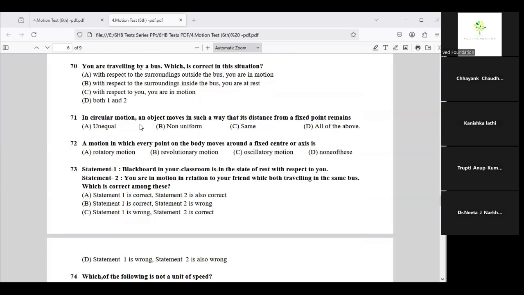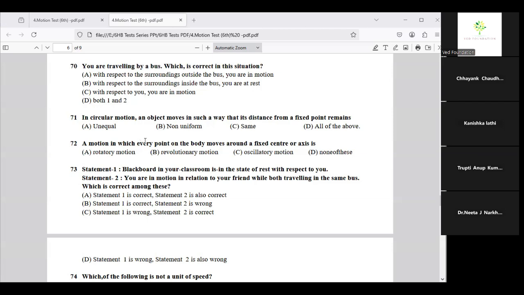71. In circular motion, an object moves in such a way that its distance from a fixed point remains the same. In circular motion, object moves around a fixed axis and its distance remains the same from the axis. So correct answer is option C.